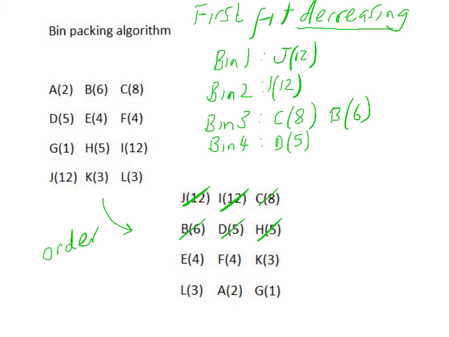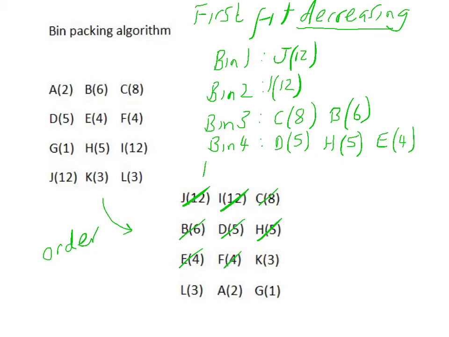H is also size 5, so it can't fit into any of the previous bins, but it can fit into bin 4 with D. On to our next object, it's size 4, so E can also fit into bin 4. That takes it up to 14.